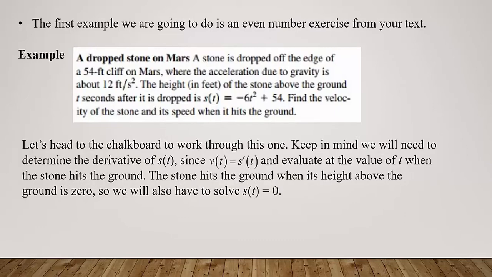So you know to write this down because I'm going to head off to the chalkboard to work through this one. Some things to keep in mind. We're going to have to determine the derivative of the position function, since the velocity is the derivative of position. And we have to evaluate at the value of t when the stone hits the ground. Now, folks, the stone is going to hit the ground when its height above the ground is 0. So we're going to have to do a little algebra in here. We're going to have to solve the equation s of t equals 0. We'll have to solve that for t. So let's head off to the chalkboard and knock this one out.